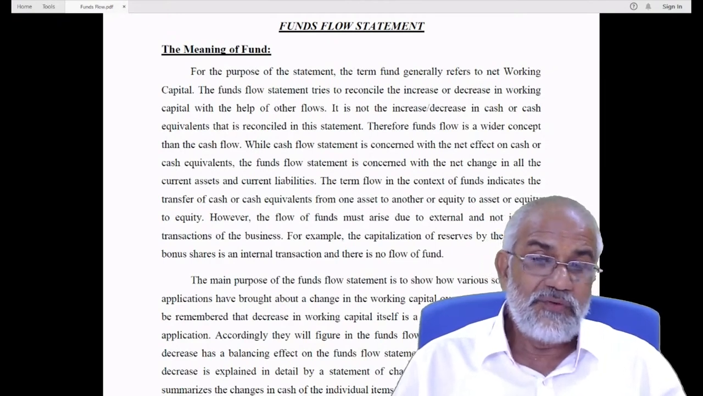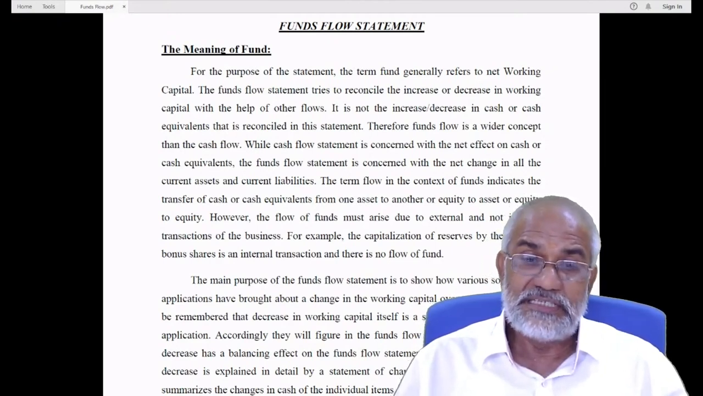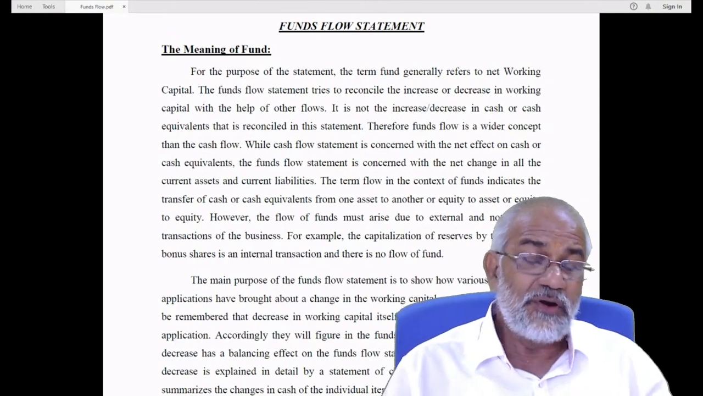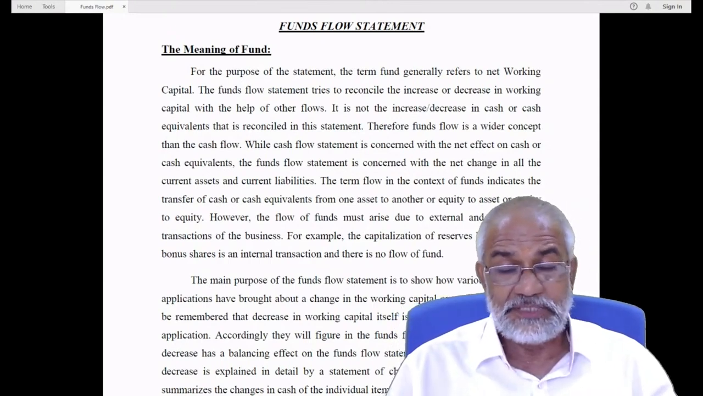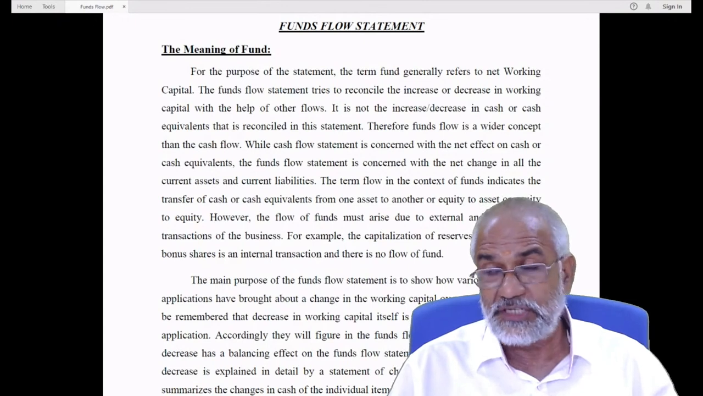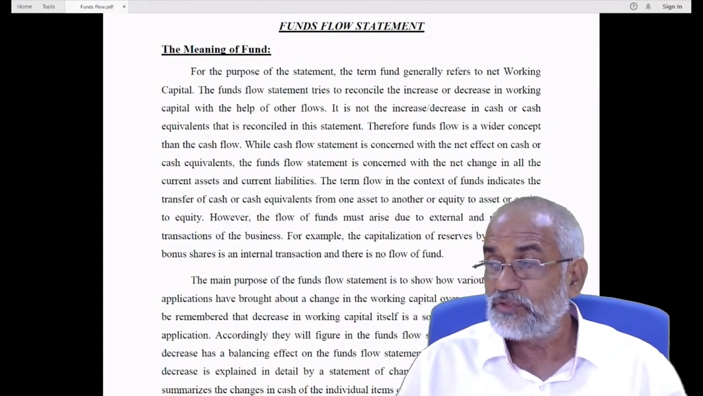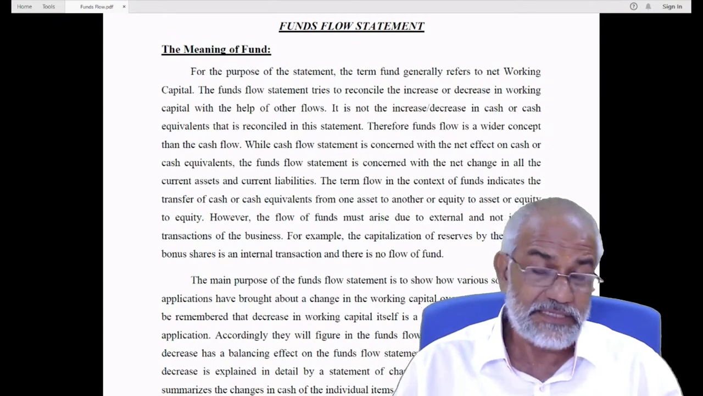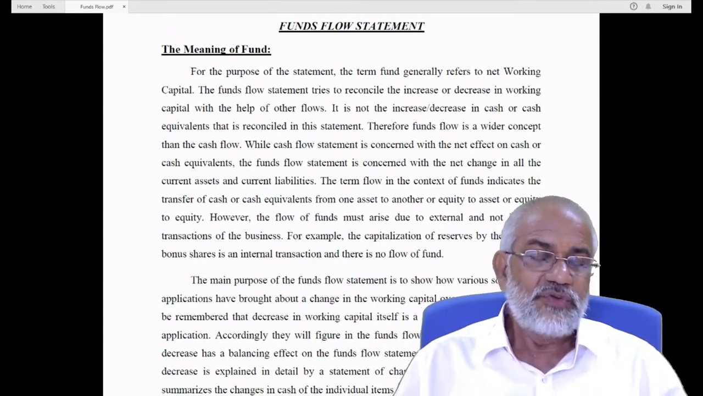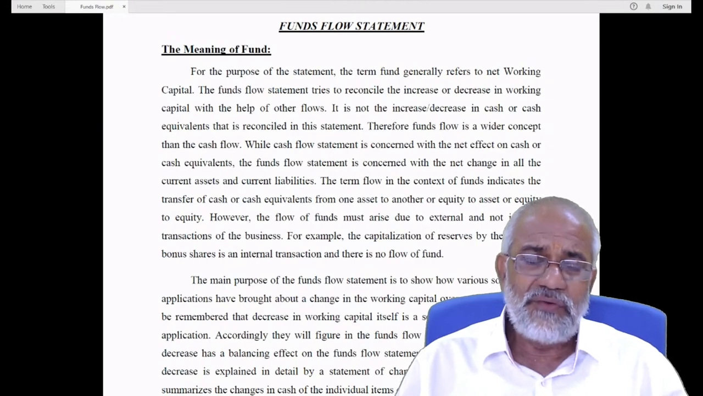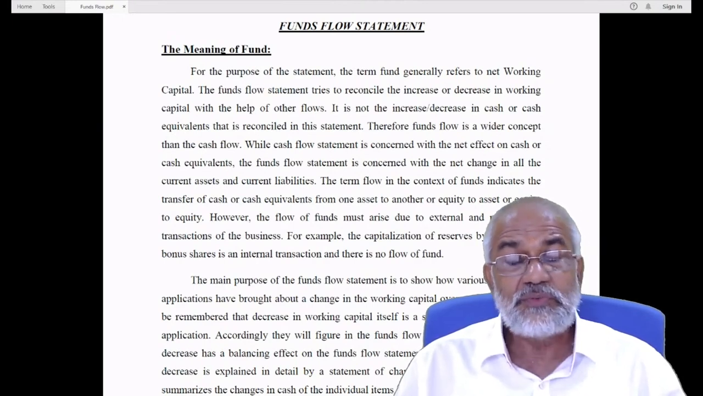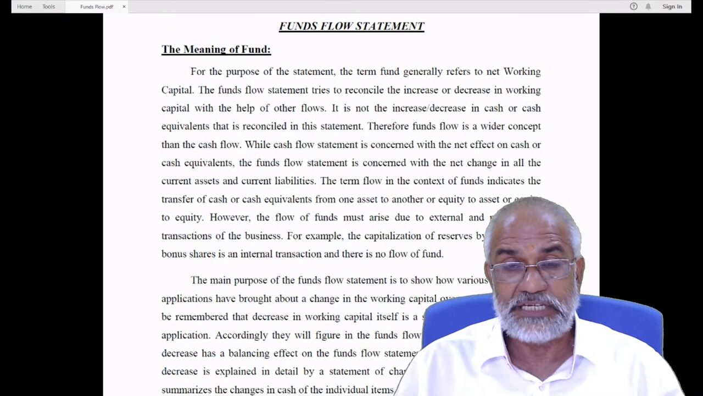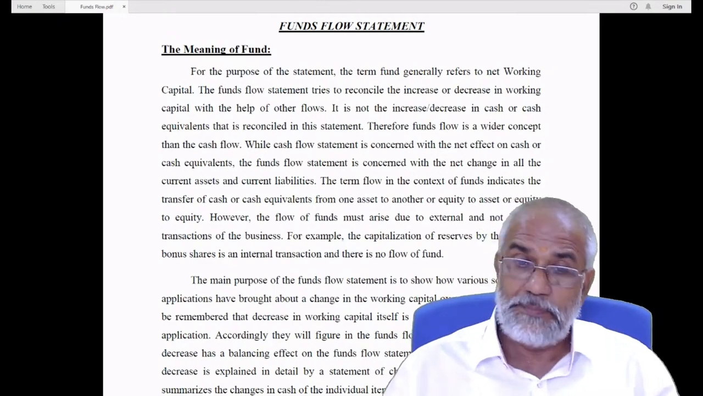How the flow of funds results, and the flow of funds can be of two types: either positive flow of funds, which is known as sources of funds, or negative flow of funds, which is known as uses of funds or application of funds. So after fund and flow of funds, let us discuss the funds flow statement. What is a funds flow statement?